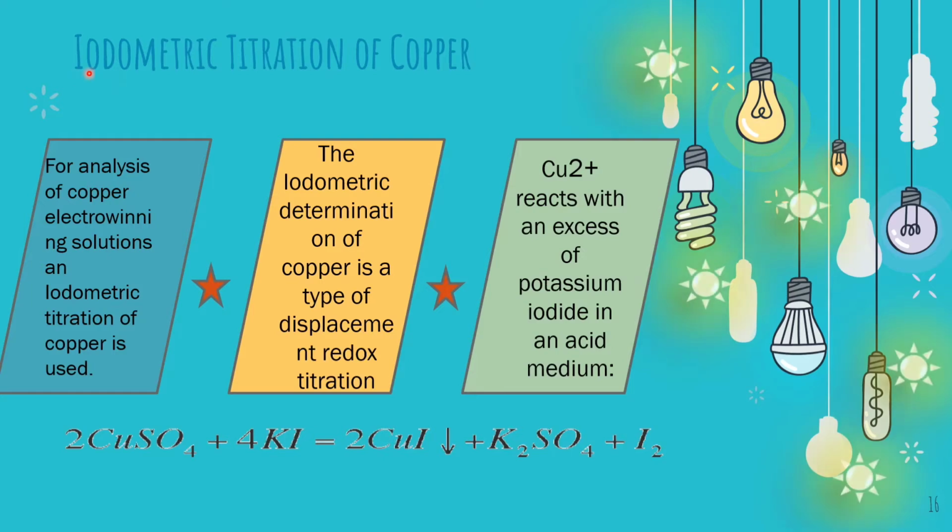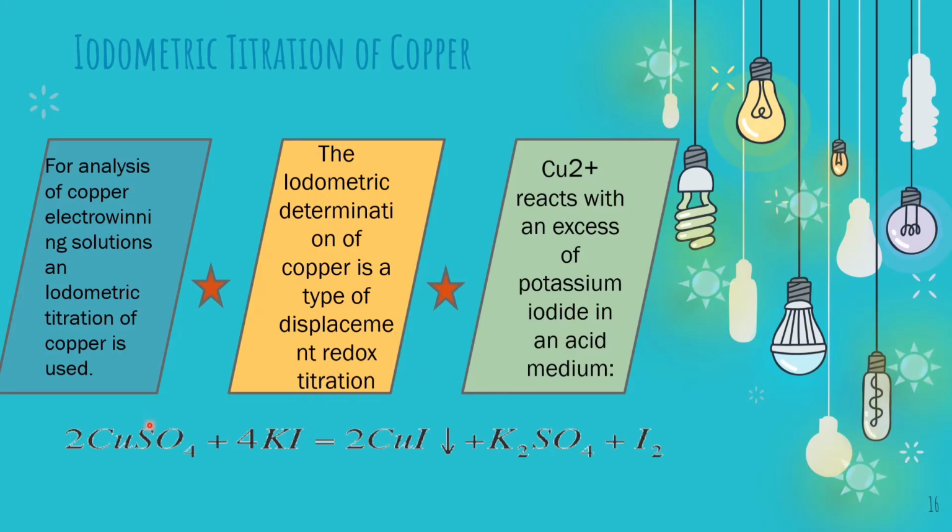Procedure: we are going to take the iodometric titration of the copper. If we have any kind of solution having copper inside of it, we are going to use the iodometric titration, because the iodometric determination of copper is a type of displacement redox reaction, because one ion is going to displace the other ion in this whole process. The copper ion is going to react with an excess of potassium iodide in an acidic medium. I'll be talking about it later in the slide.